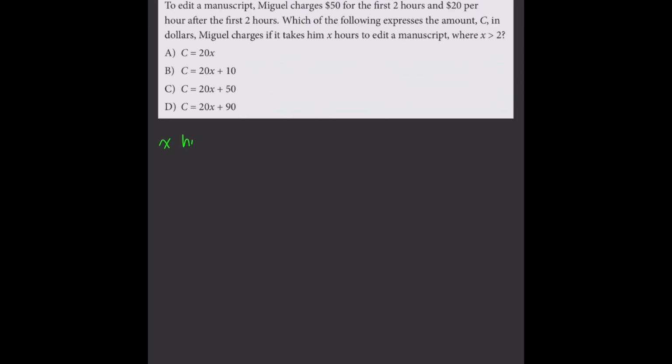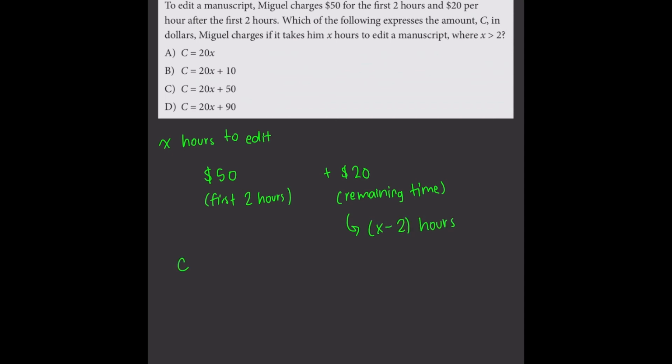This question defines variables C and X and is asking you to express C in terms of X. To do this, we must first create an equation. We must notice that Miguel charges $50 for the first 2 hours and that he charges $20 per hour only after the first 2 hours. So if it takes X hours for him to edit a manuscript, he charges $50 for the first 2 hours and $20 per hour for the remaining time, which could be written as X minus 2 hours. So his total charge, defined as C in dollars, can be rewritten as C equals 50 plus 20 bracket X minus 2 brackets, where X must be greater than 2.